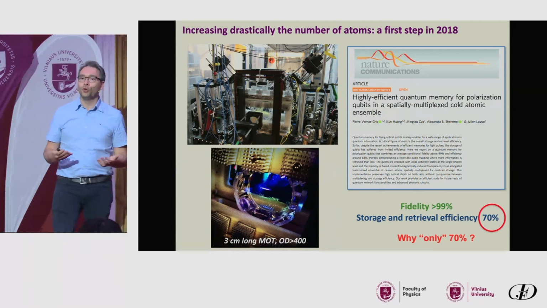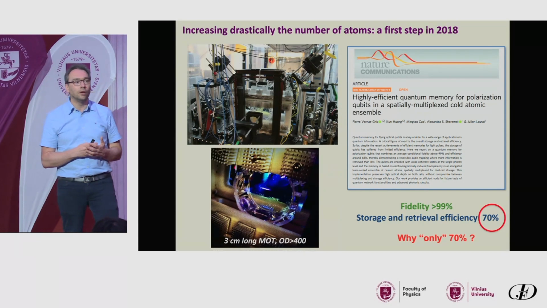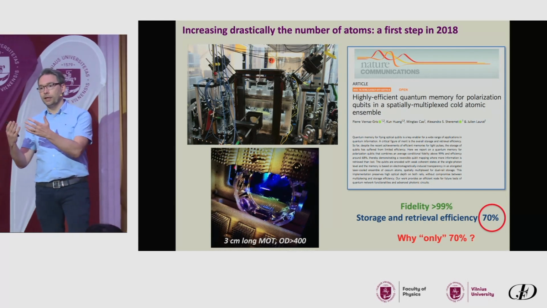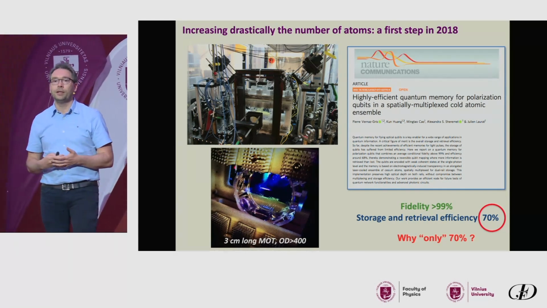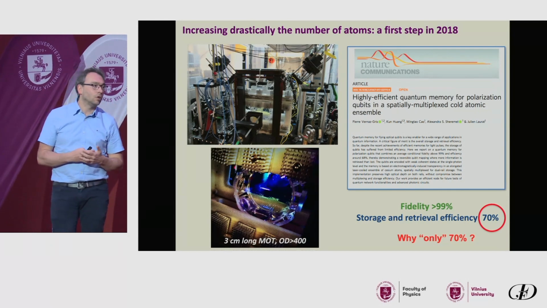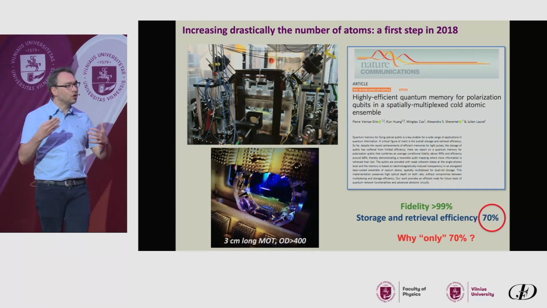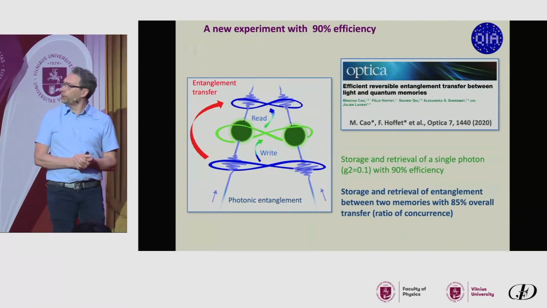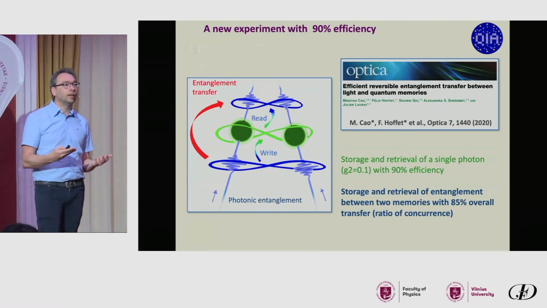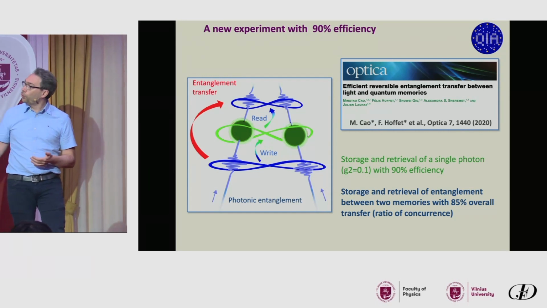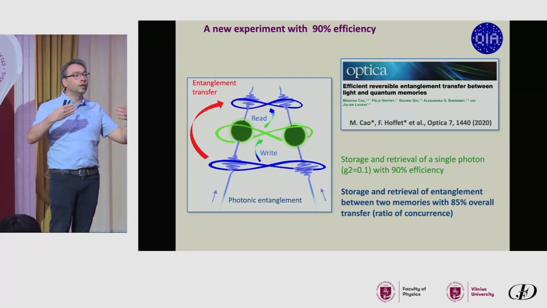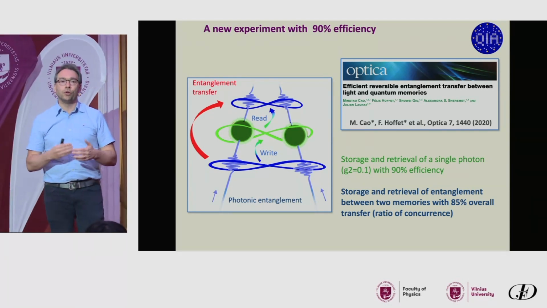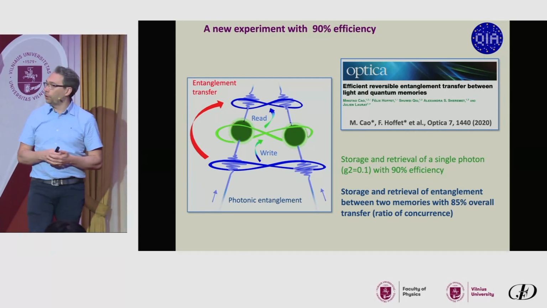I won't tell you the whole story, but it was due to multiple excited levels in the cesium atoms we were using. You have a trade-off between increasing the efficiency of the memory and paying the price of some decoherence process coming from this off-resonant excitation of the excited levels. So we understood that, we changed the laser, we changed the transition. Basically, we went from the D2 to the D1 line. And we were able in 2020 to achieve a 90% storage and retrieval efficiency for a single photon, but also, in this paper, for entanglement. We are storing photonic entanglement into 2 quantum memories, retrieving it, and checking that we have also close to 90% entanglement transfer before and after the memory.